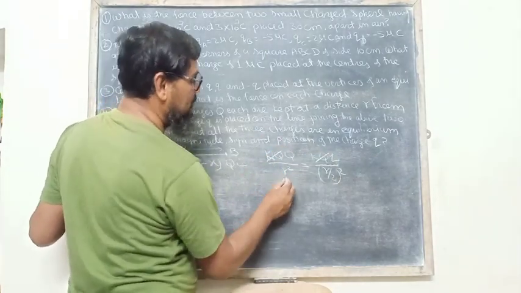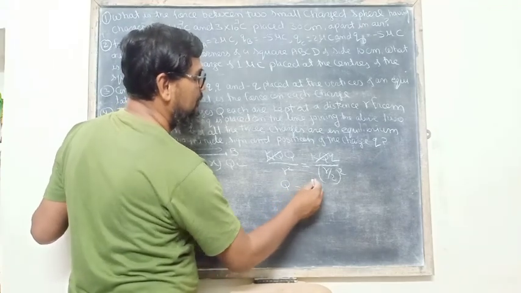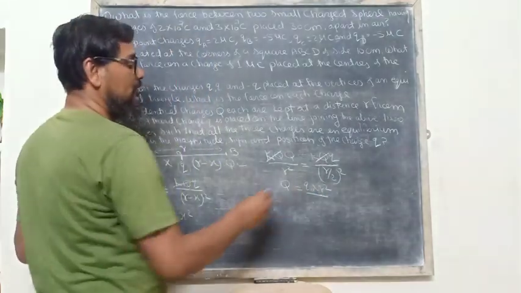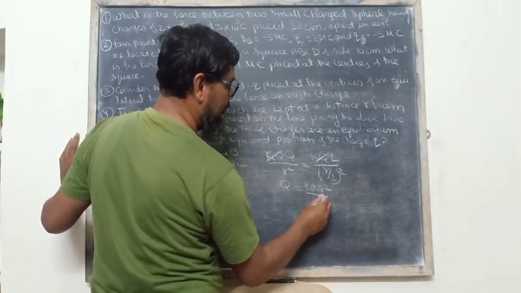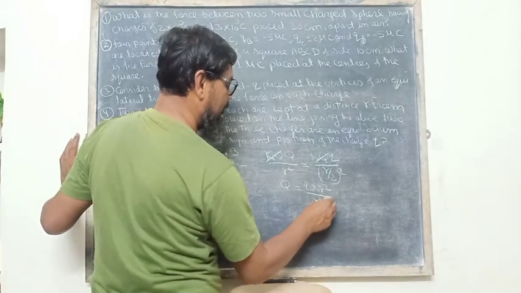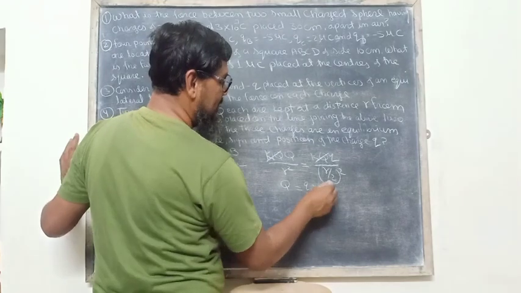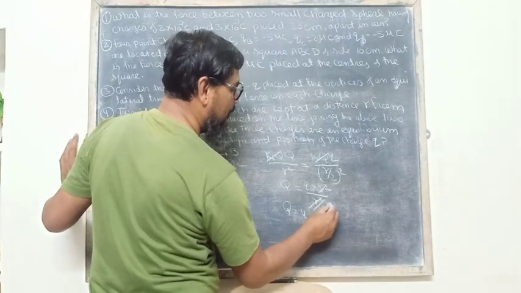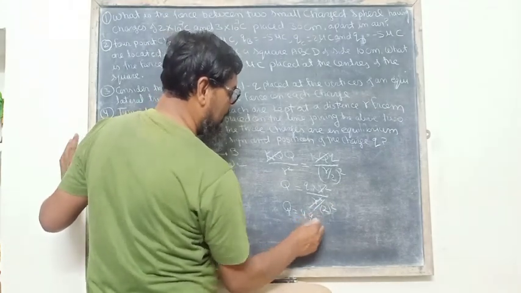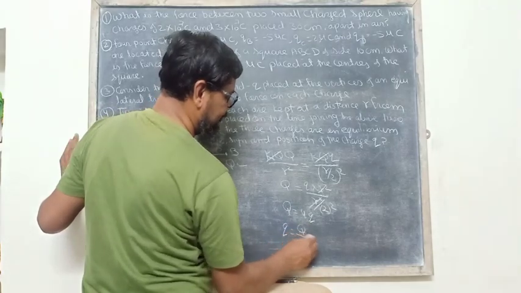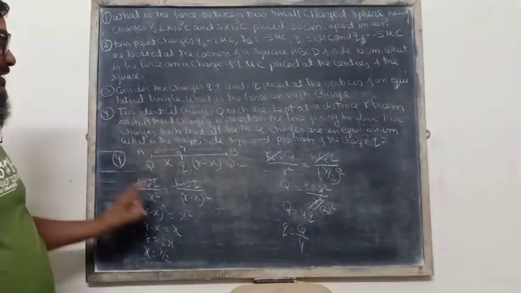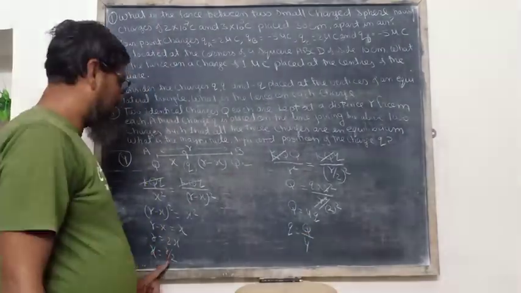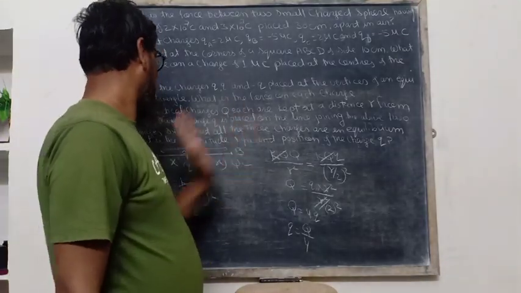KQ and KQ cancel out. So Q is equal to q into r square upon r square by 4, where r square and r square cancel out, so Q is equal to 4q, and q is equal to Q by 4. So the magnitude of q is equal to Q by 4, and the position is x equal to r by 2, and the sign will be opposite to these two charges.